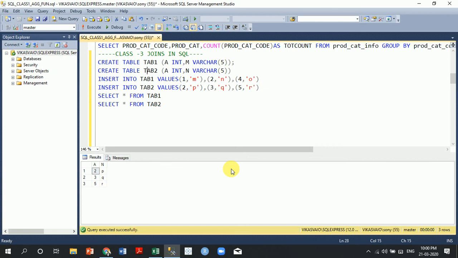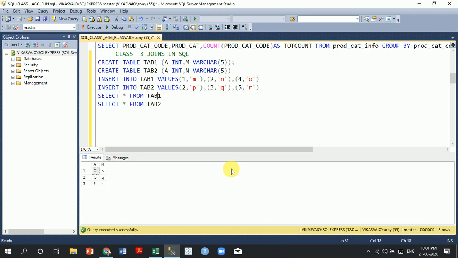Similarly, in table 2 I have created columns by the same names, but I've changed one name over here, and in place of M I have used N, just to show you the difference, how join actually works. Now, with the insert command, I have inserted values in my table 1, and similarly I have inserted values in my table 2.